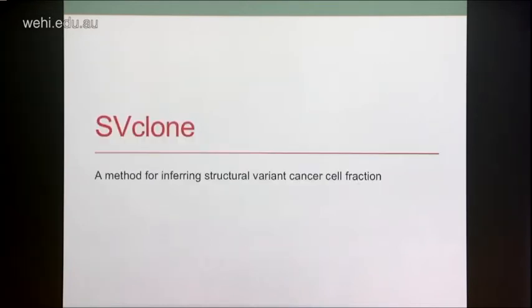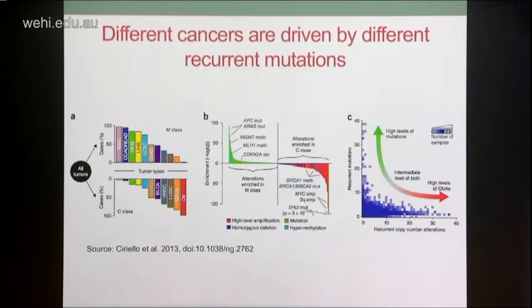So this is the first part of the talk. I'll be talking about svclone, which is the method that I've developed. So as I was talking about the mutations that you can correlate with different clones, different cancer types have different enrichment of different kinds of mutation. So this is a pan-cancer analysis. So for instance, you can't just use one type of approach when you're looking at the clonality, because you're going to have different types of mutational enrichment across different cancer types. And this is just an example of it. So this is a paper from a few years ago where they looked at 12 different cancer types.